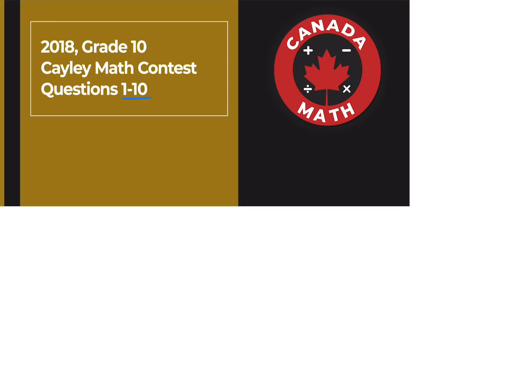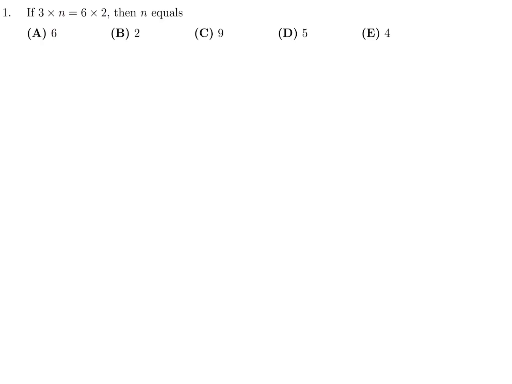Questions 1 through 10 on the 2018 Grade 10 Cayley Math Contest. If 3 times n is equal to 6 times 2, then n is equal to. So we have 3n is equal to 12, and therefore n would be 12 divided by 3, and therefore n is equal to 4. So number 1, the answer is E.